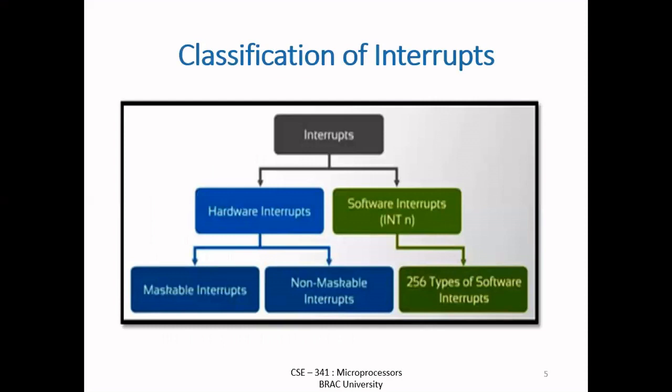Now, classification of interrupts. Interrupts can primarily be classified into two main types: hardware and software interrupts. Again, hardware interrupts can be maskable and non-maskable interrupts. And there is a total of 256 types of software interrupts possible in the 8086 microprocessor.